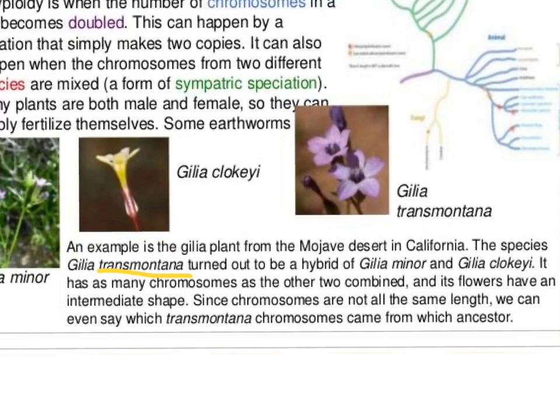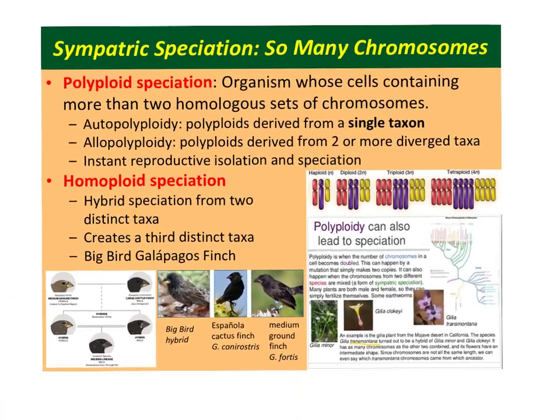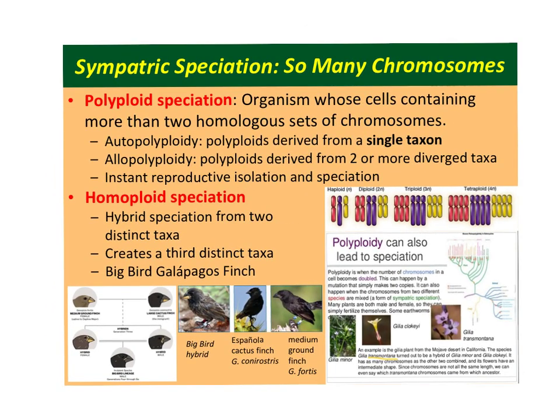The thing is, when you get polyploid species, they oftentimes cannot, because of different chromosome number, cross back and breed with their parents. So, in other words, Gilia transmontana cannot breed now, even though one parent was cleokii and the other was minor, because one has 6 and the other has 7, and transmontana now has 13, so they don't line up. That's called polyploid speciation, and it can actually happen instantaneously.